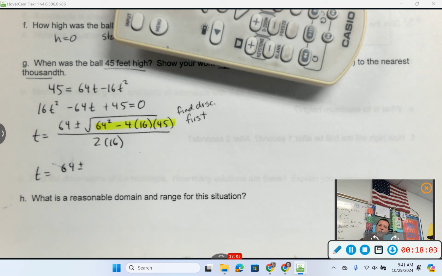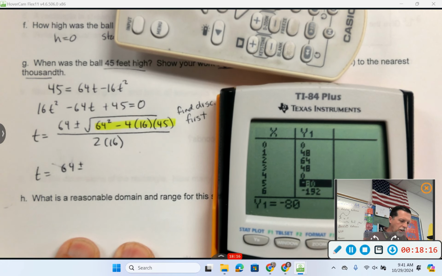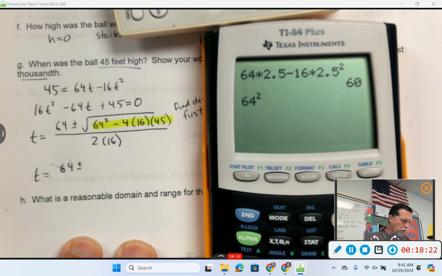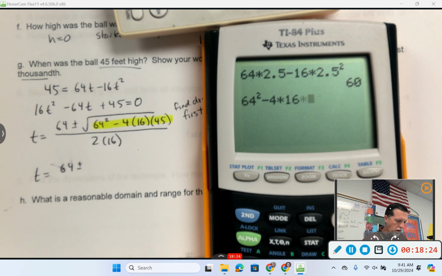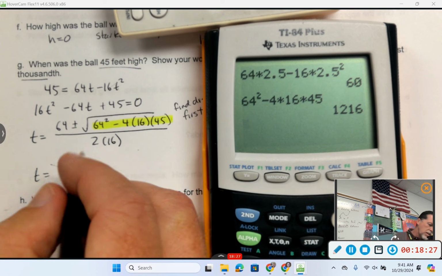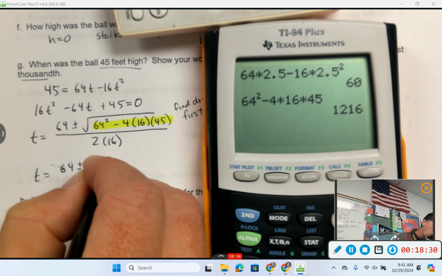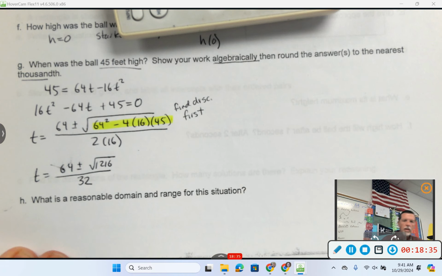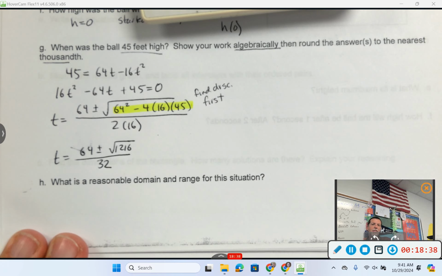Because what does that tell me? You tell me. What does the discriminant tell me? Right, if I have real solutions or not. So let's find that number first. That will simplify what I put in my calculator, and I'll know what kind of answers I'm headed for here. 64 squared minus 4 times 16 times 45. So 1216. So that's 2 real answers. I don't know what those answers are, but 2 real answers.